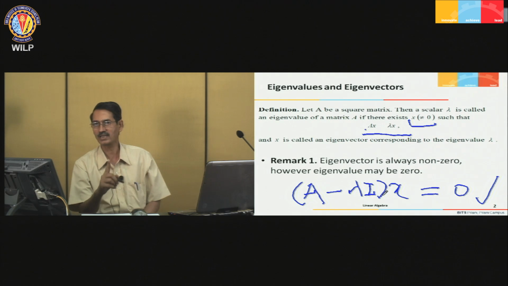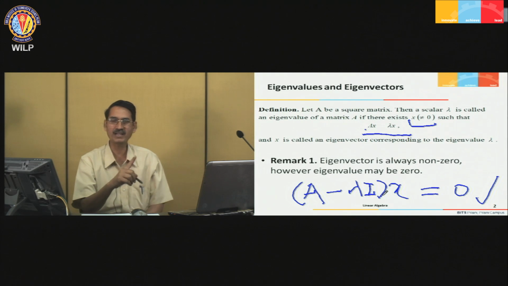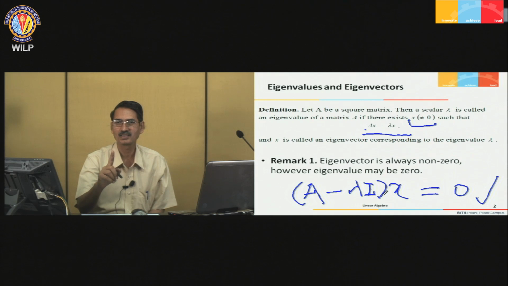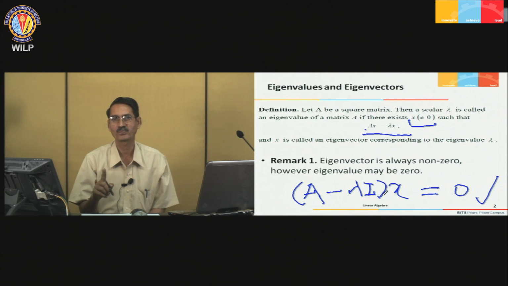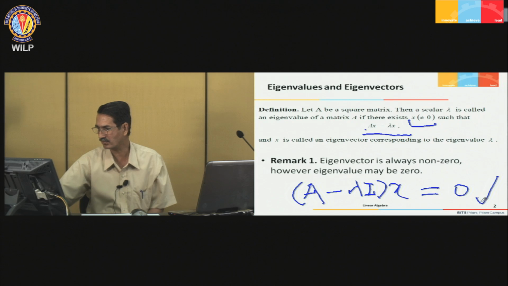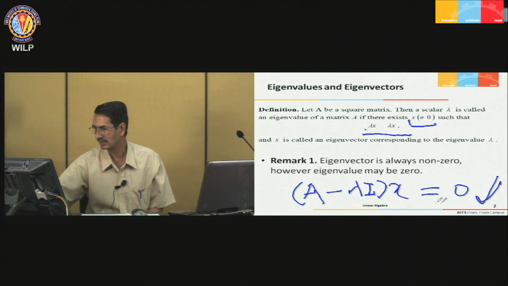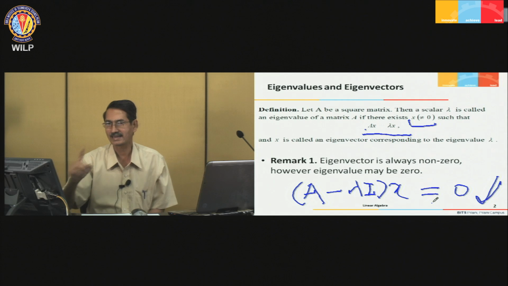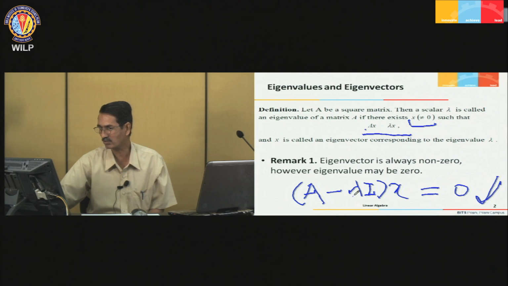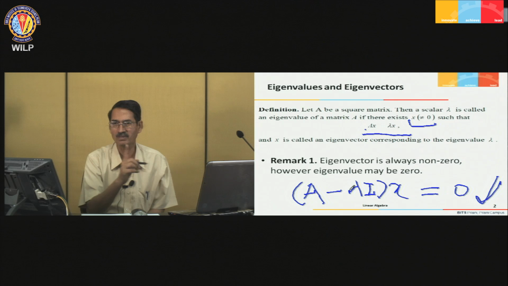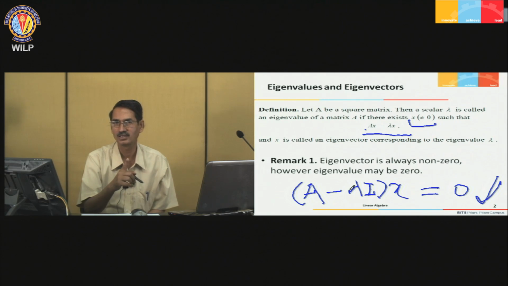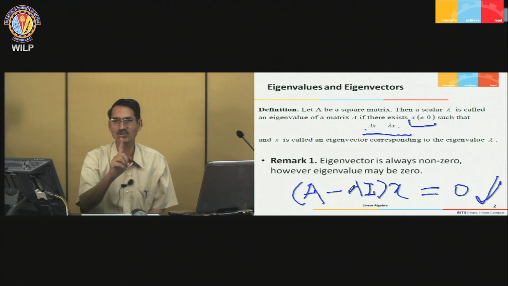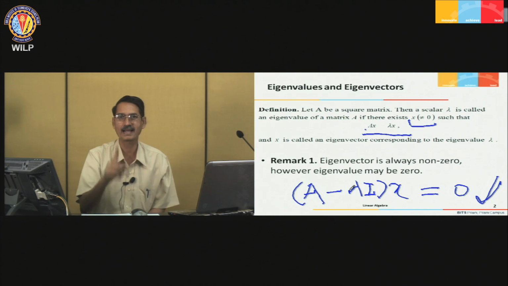At the same time, see that by definition itself, if x is an eigenvector, it has to be different from 0. So, by definition an eigenvector is always non-zero. We are looking for a non-zero solution of the equation (A minus lambda I) x is equal to 0, and that non-zero solution corresponding to lambda is called an eigenvector. So, x is always non-zero. Of course, x equal to 0 is always a solution, but that solution is not of our interest if we are looking for an eigenvector.